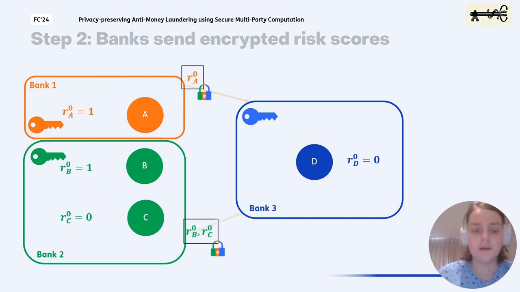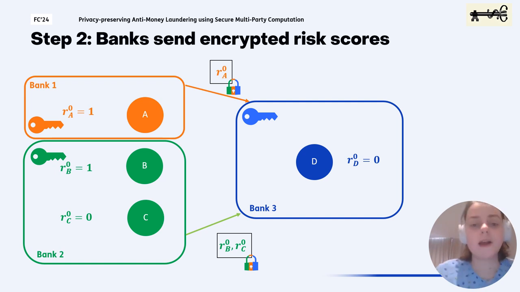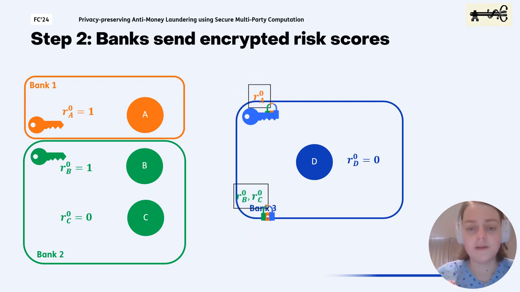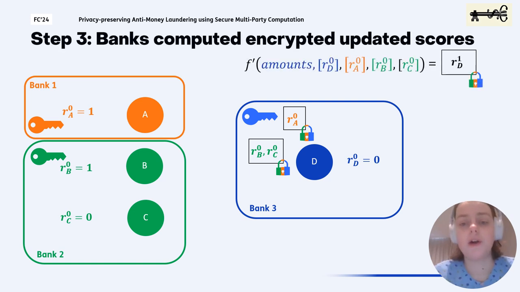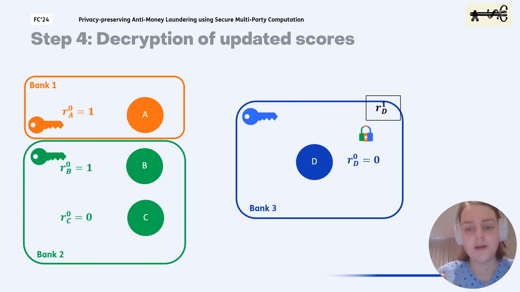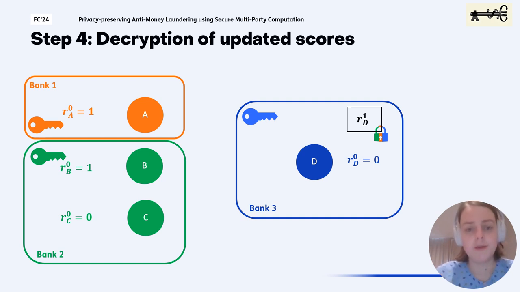Then bank A, bank 1 and bank 2 can send their encrypted scores to bank 3, and bank 3 receives them. Of course, this happens also the other way around, but I focus now on the calculation of the updated score of D. So once D has received these scores, it can use this new formula to calculate the updated score of account D, and it ends up with an encrypted version of this updated score.